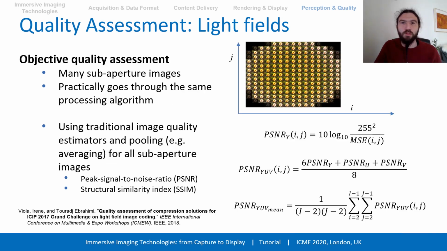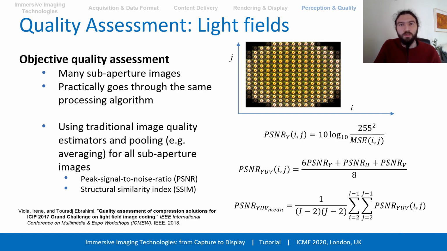For objective quality assessment, again, one needs to take many subaperture images into consideration. In most cases, we can assume that all these subaperture images, or the light field as a whole, go through the same processing algorithm, such as compression or post-processing, so we can safely assume that all the subaperture images would have a similar level of distortion, or similar type of distortion.